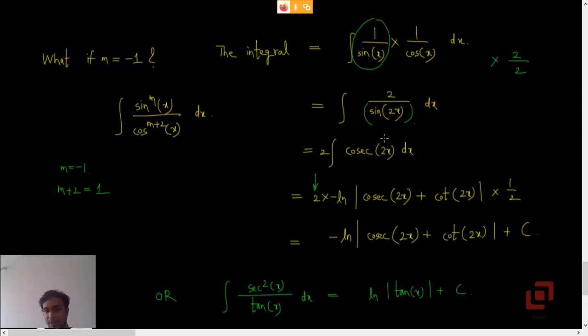But do not forget that instead of x we have 2x here, so that 2 will come in the denominator. Cancel 2. Eventually you will get negative log mod of cosec 2x plus cot 2x plus c. This is applicable only when m is equal to -1, sorry, negative.